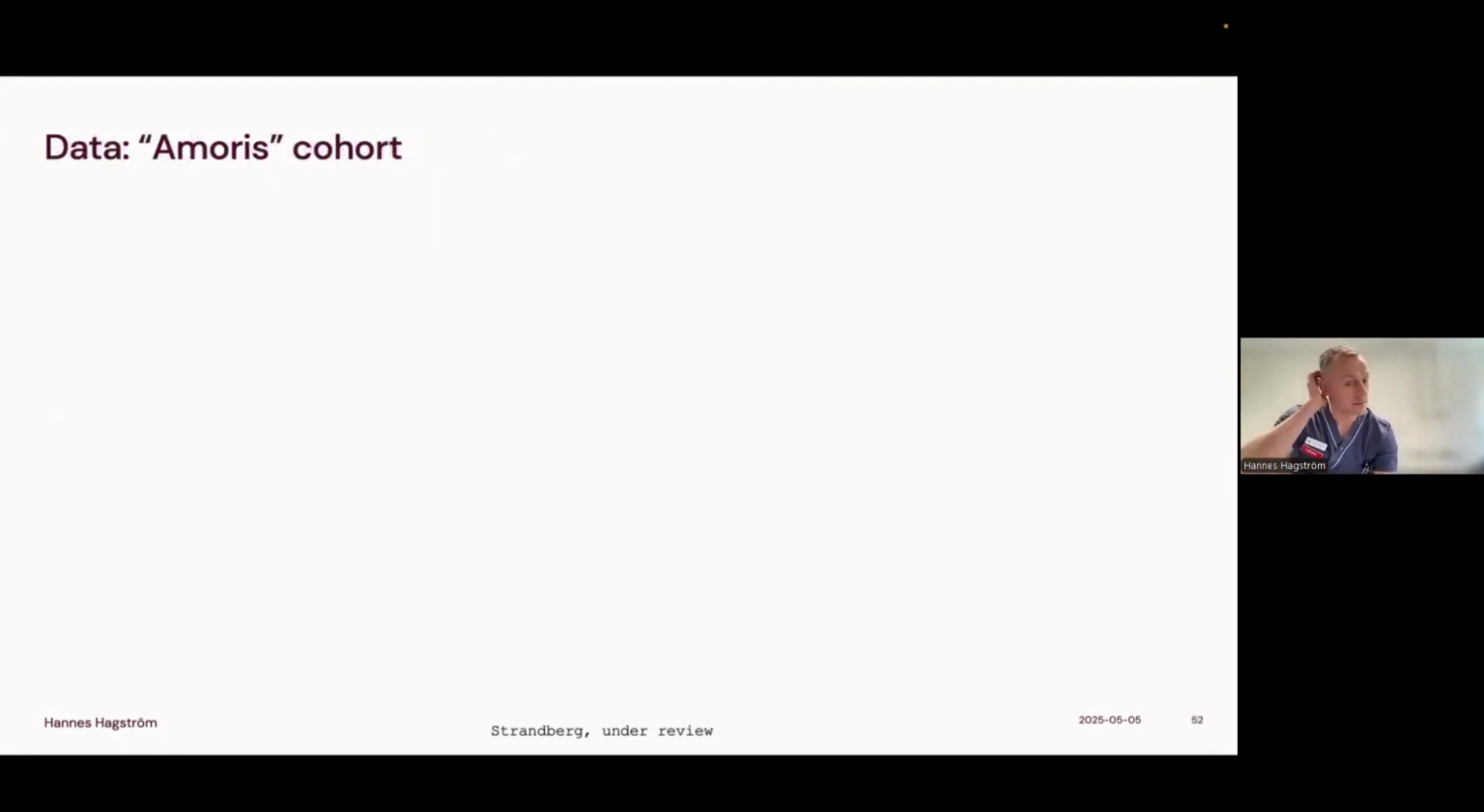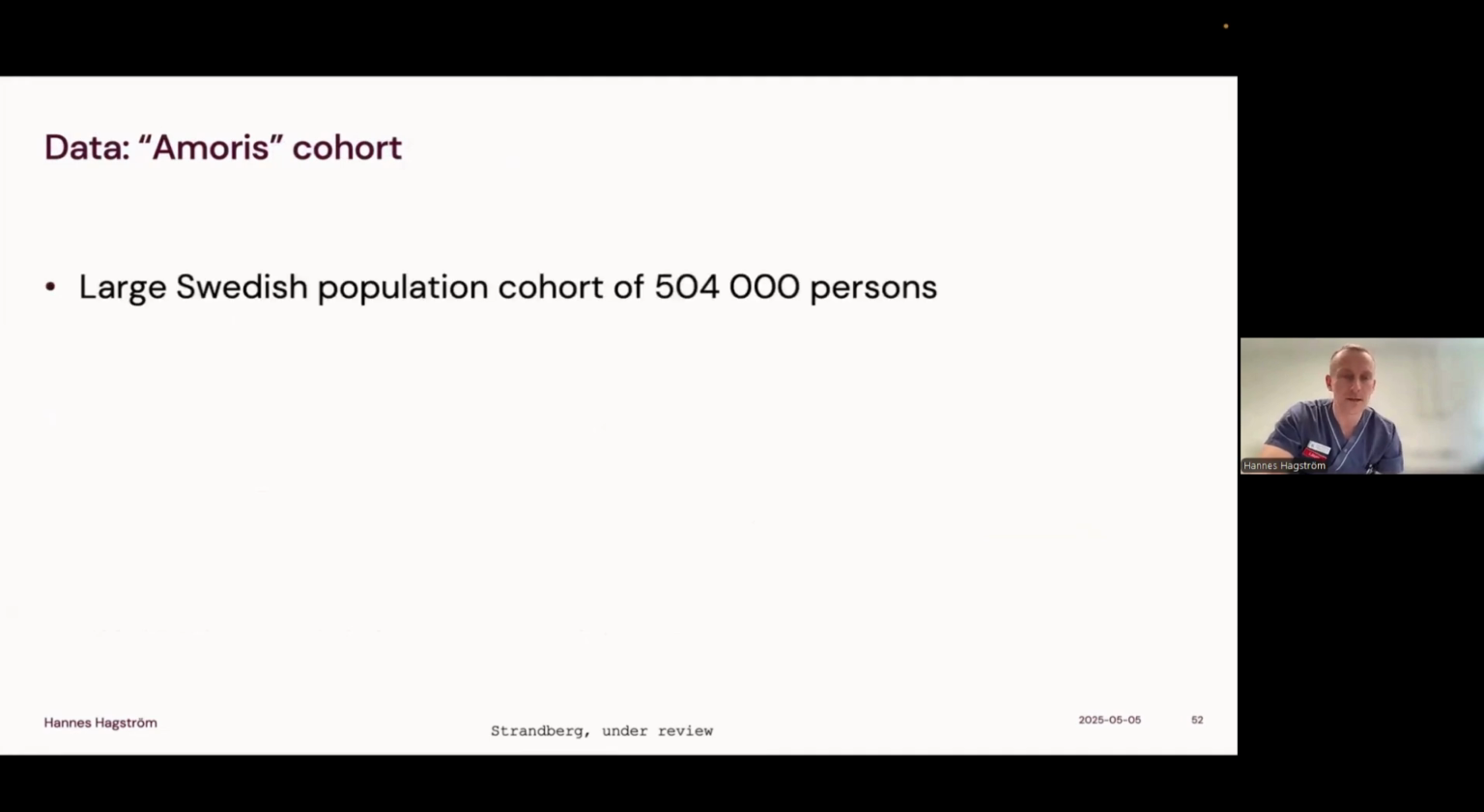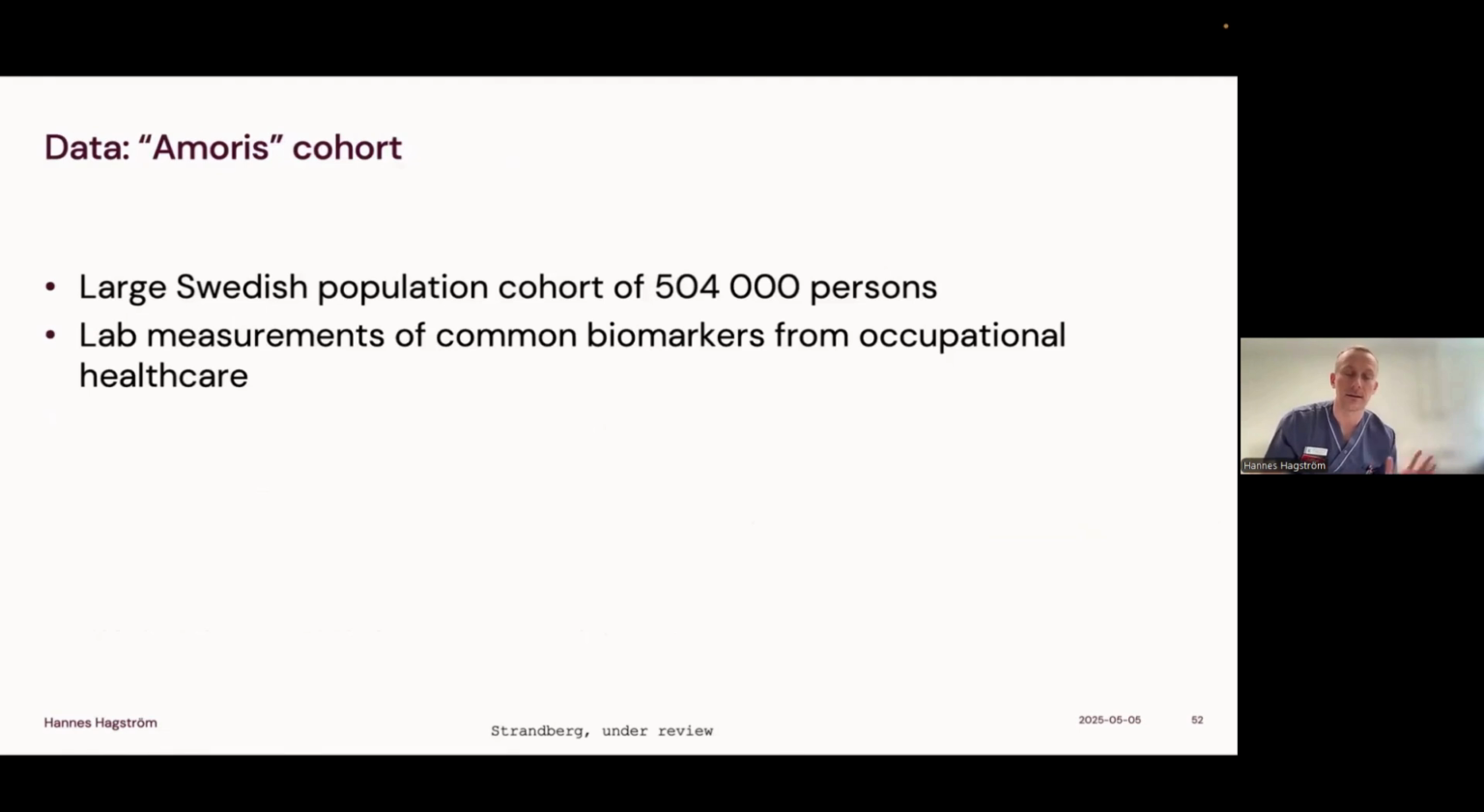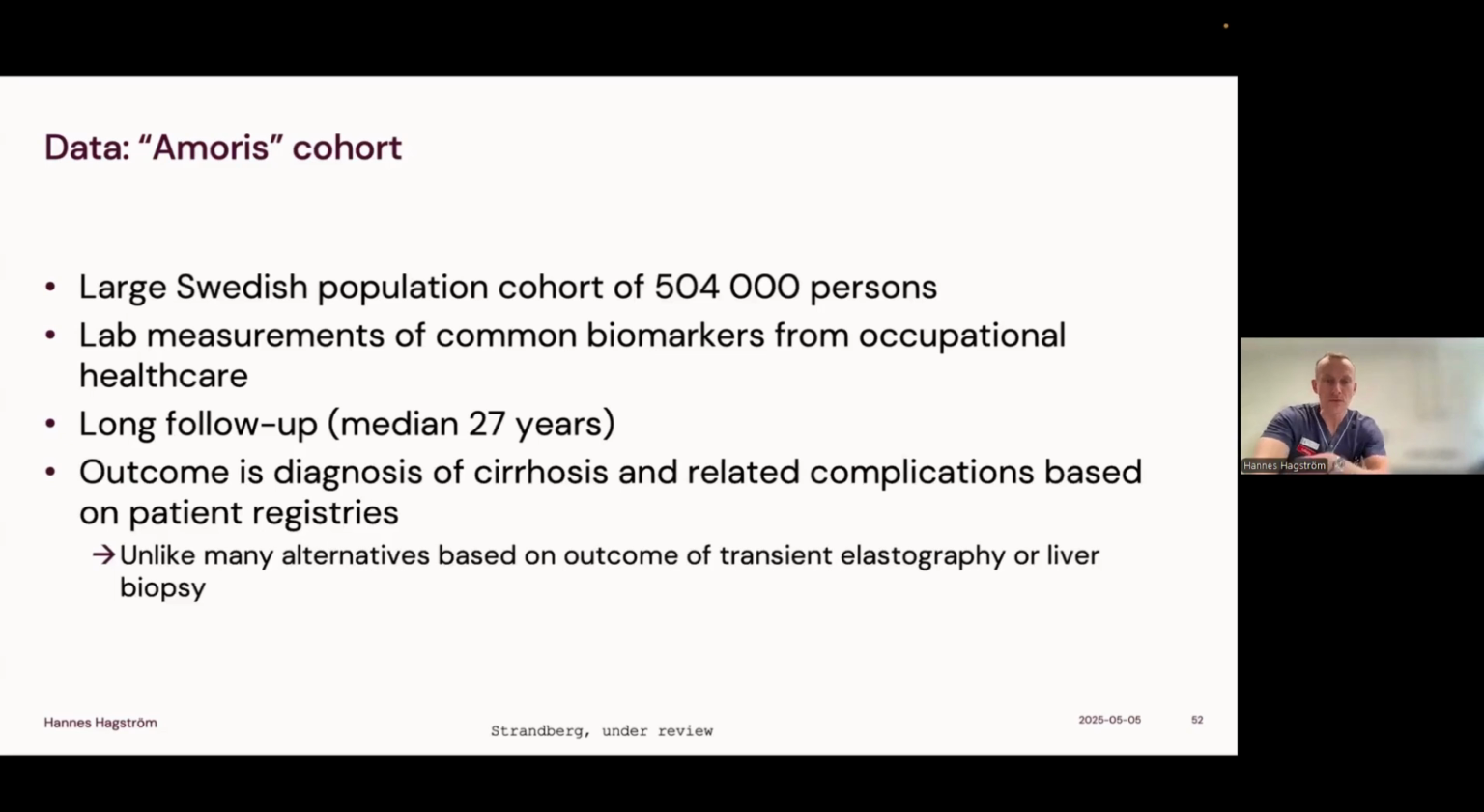Here we use the Swedish cohort, with its personal identification number availability, based on more than 500,000 people who in the 80s and 90s gave lab measurements of common biomarkers, usually in occupational healthcare, which was popular at that time. That means they also have a long follow-up, with a median of 27 years. And what we want to predict here is not fibrosis on a biopsy, but rather cirrhosis and related complications based on these different registers.